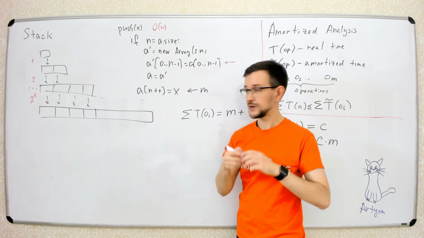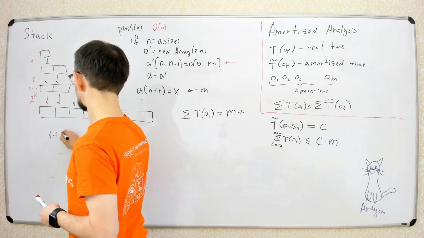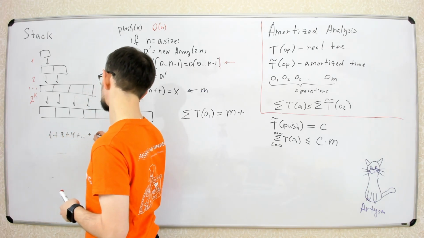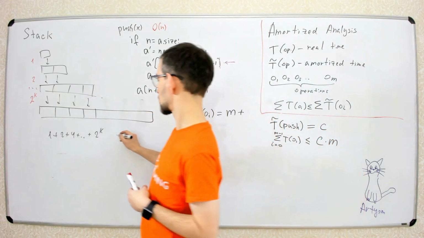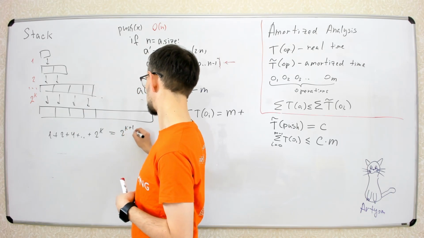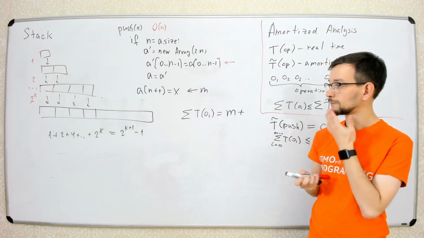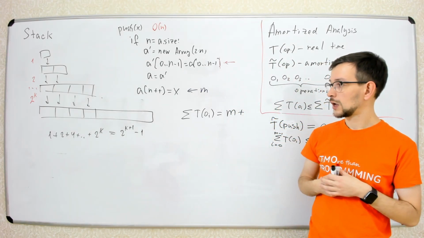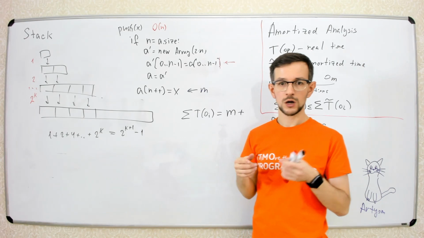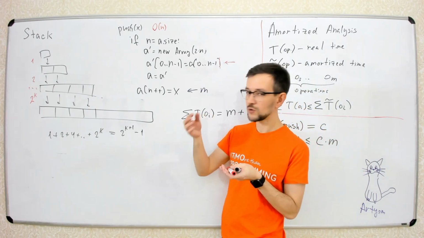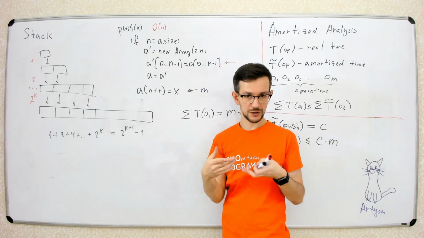So what will be the sum of this copying? We need to calculate the sum of 1 plus 2 plus 4 plus and so on plus 2 in the power of k. Well, this is simple. This is the sum of a geometric progression. It will be equal to 2 in the power of k plus 1, minus 1. Now, how does this k correspond to the value of n, to the number of elements in the array?